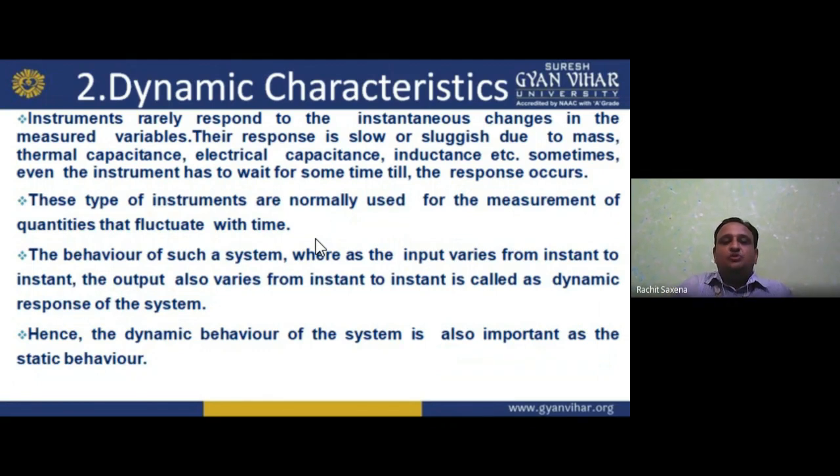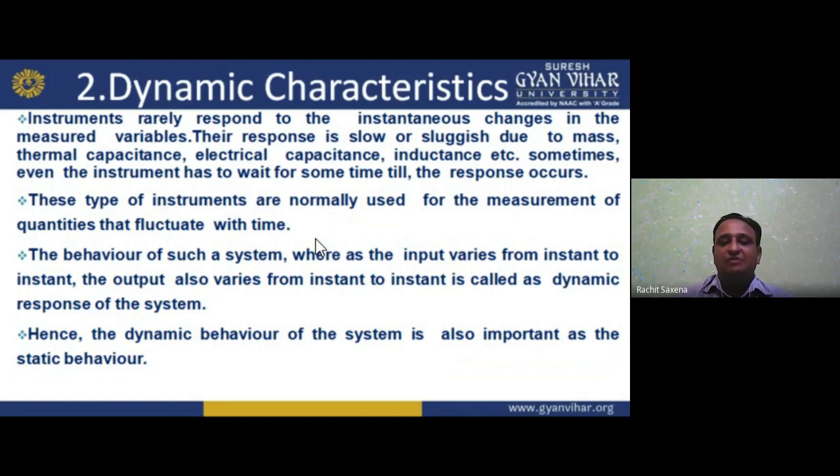These types of instruments are normally used for the measurement of quantities that fluctuate with time. The behavior of such a system, where the input varies from instant to instant and the output also varies from instant to instant, is called the dynamic response of a system. Why am I repeating this? Because I have to tell you about the dynamic response, also known as the transient response.